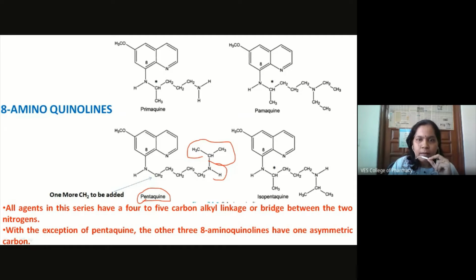Now, all these compounds are chiral except for pentaquine. Okay, except pentaquine, all the other drugs are chiral. And these are the chiral centers which are marked by the asterisk. It is very obvious because these carbons are attached to 4 different groups, and that is the definition of chirality. So with the exception of pentaquine, all the other 8-aminoquinolines, the remaining 3, at least on this slide, have one asymmetric carbon. Because the isomers don't have a significant difference in activity, and none of the isomers is actually responsible for toxicity or preventing the metabolism, there is not much significant difference. That is why these drugs are marketed as racemic mixtures.